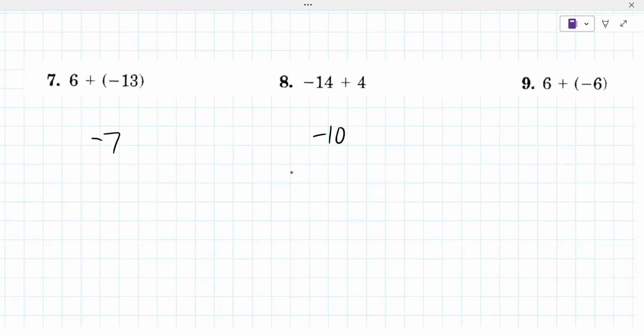Probably not. Oh well. 6 plus -6. Wouldn't that be just 0?